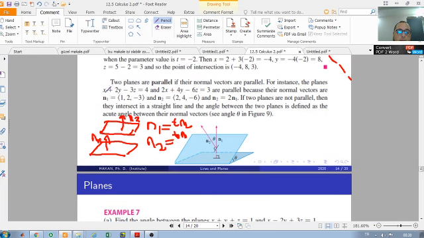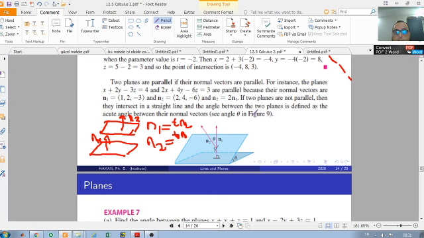By taking the coefficients of the variables x, y, and z easily, we find the components of the normal vectors of the planes. From the first one we have 1, 2, minus 3. From the second one we have 2, 4, minus 6. And easily you see n2 is 2 times n1. n2 is a multiple of n1, therefore they are lying in the same direction, therefore the given planes are parallel.